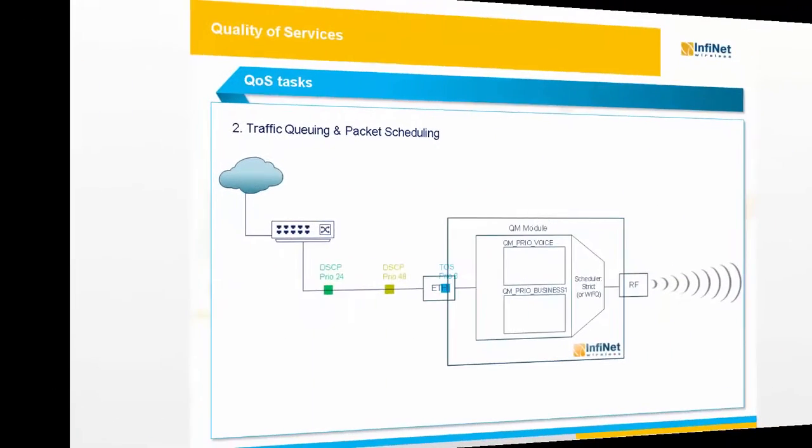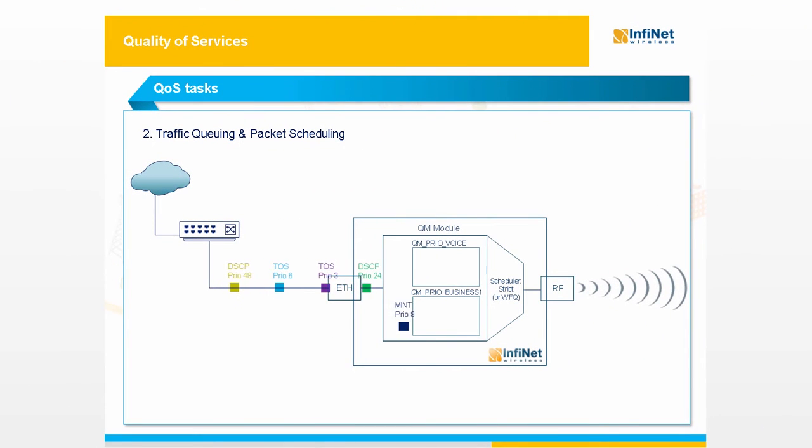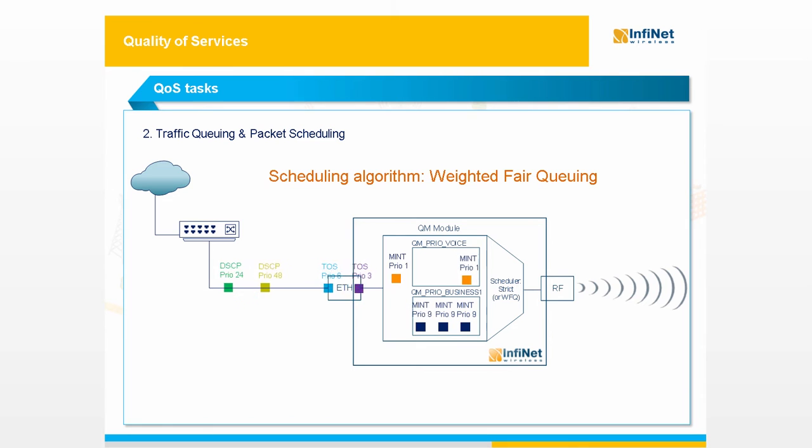The QM module supports strict priority queuing and weighted fair queuing scheduling algorithms. In case of strict priority queuing, packets within lower priority queue are not processed if the higher priority queue is not empty. In case of weighted fair queuing, weights are used for every queue of an interface, which allows for different queues to have different service shares depending on the weight value.